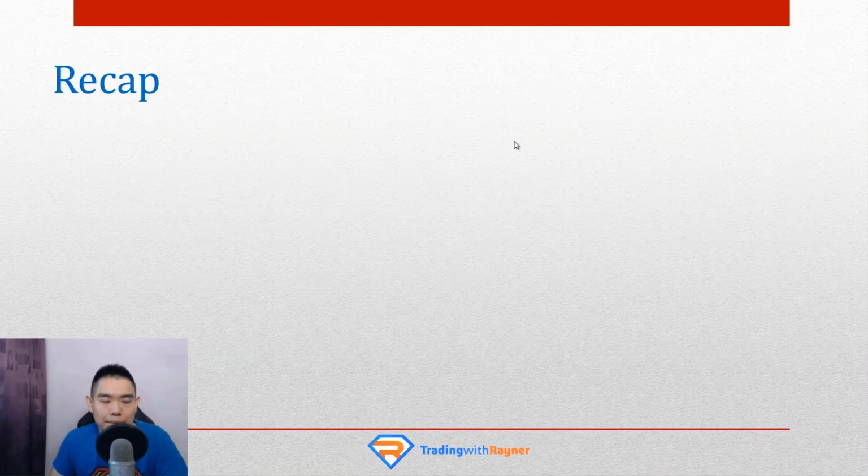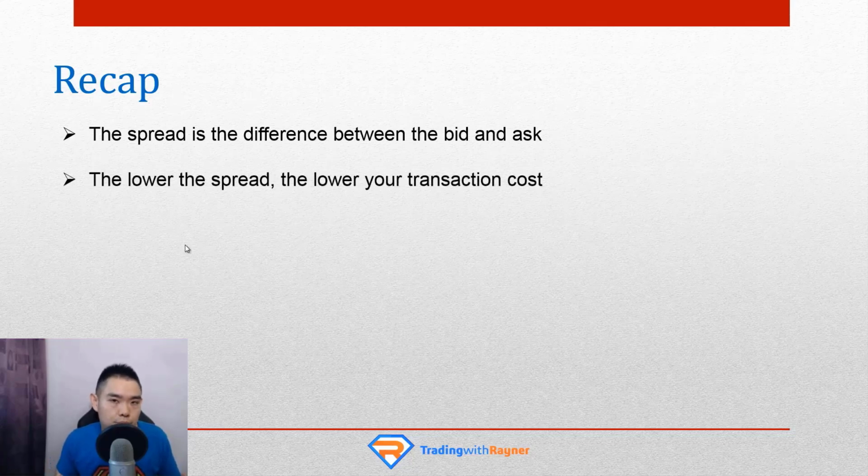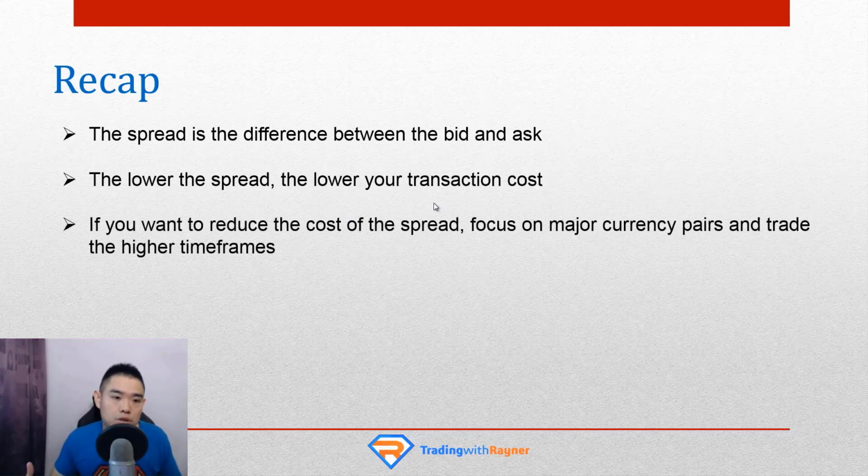So let's do a quick recap. Number 1, the spread is the difference between the bid and ask. The bid is the price that you can sell at. The ask is the price that you can buy at. Number 2, the lower the spread, the lower your transaction costs. And finally, if you want to reduce the cost of the spread, what you can do is focus on the major currency pairs or trade off the higher time frames.